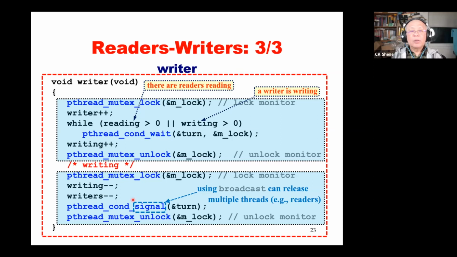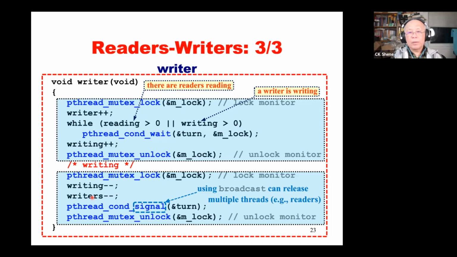Then check the release. So a writer release works in this way: lock the monitor, subtract 1 from writing and also subtract 1 from the waiting writers. Then signal and release the lock. So think about why it's the waiting writers here rather than somewhere else. It's obvious. I hope you can figure it out.